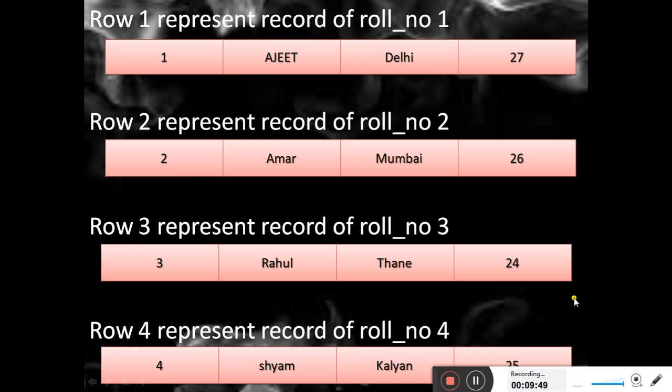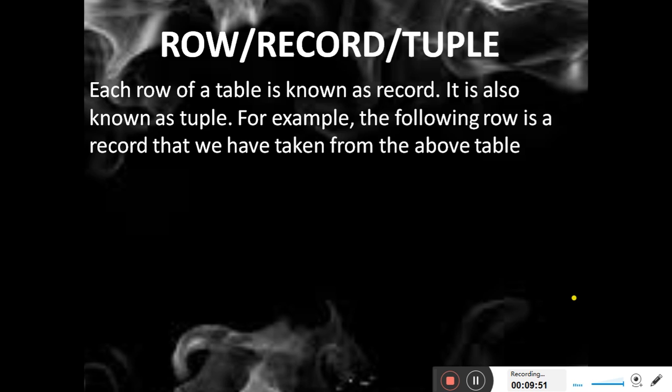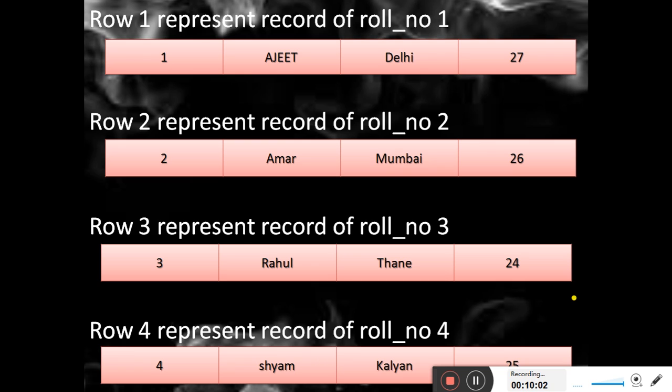Got it? So what do you mean by a row? A row is also called a tuple, or a row is also called a record, okay, which represents the information about a particular person or particular thing. And it is what? A horizontal representation of the data. Okay, this row is a horizontal representation of the data. Got it?